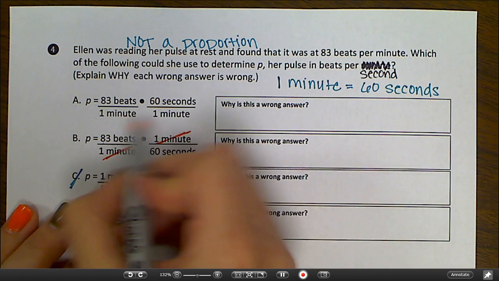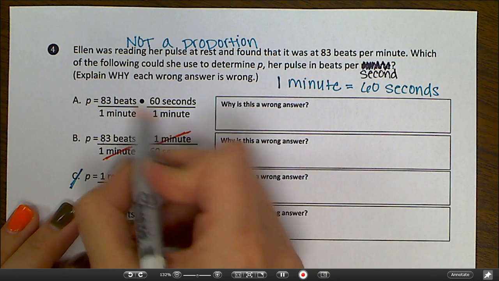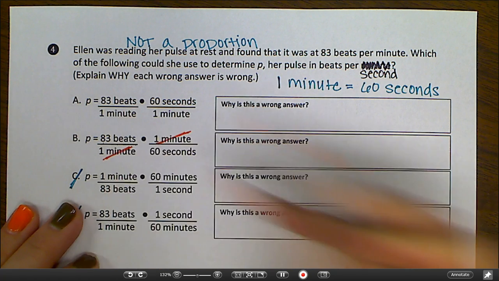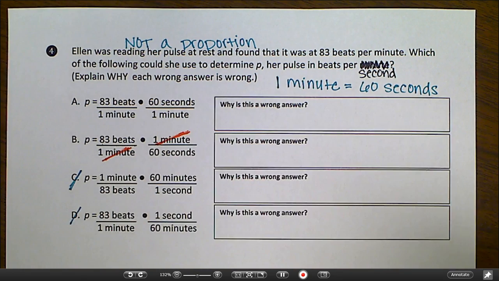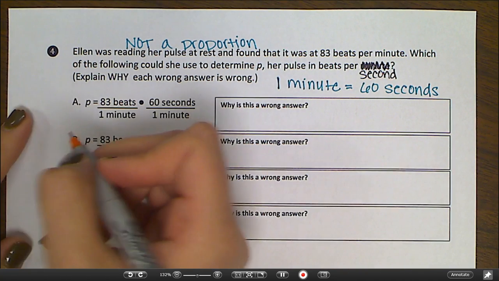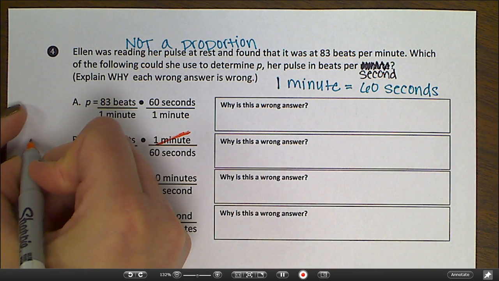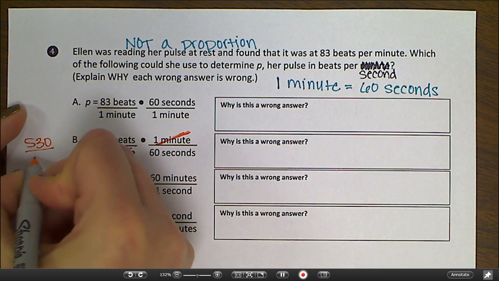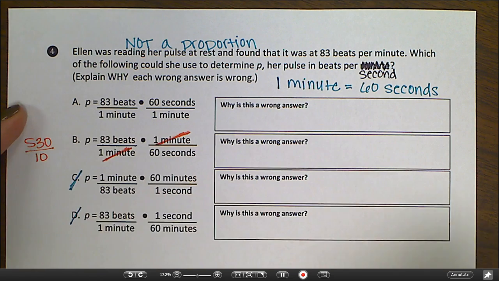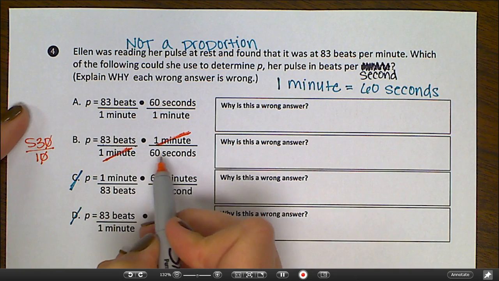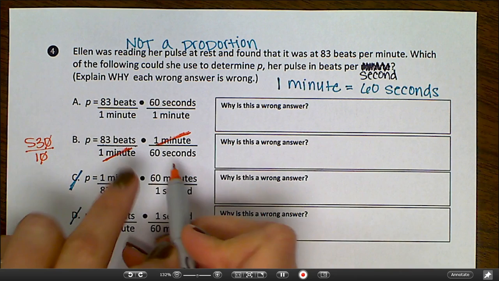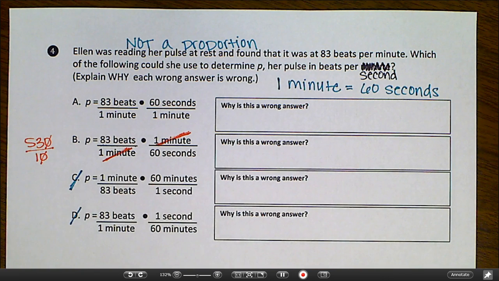Here, both of my minutes are on bottom, and then I have beats and seconds on top. Here, I have minutes on bottom, and that cancels out with the minutes on top. This is just like whenever we have 530 divided by 10. We have a 0 on top and a 0 on bottom that we can cancel out. This is the same thing.